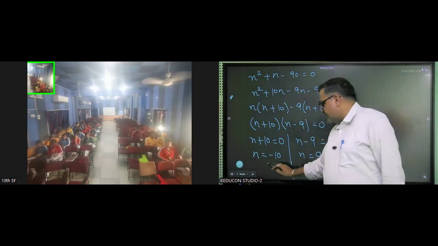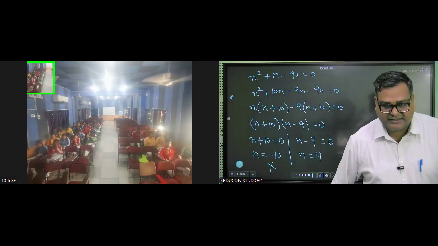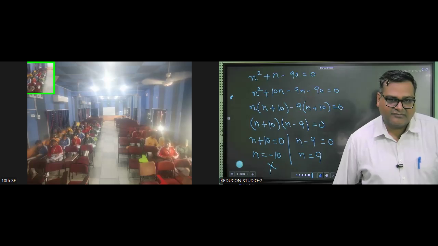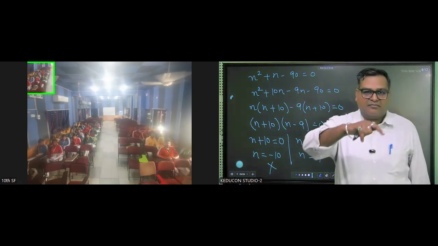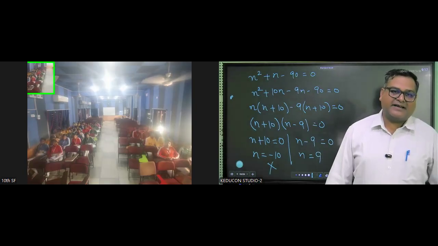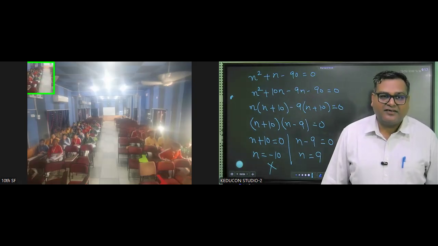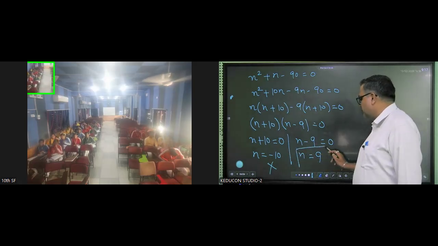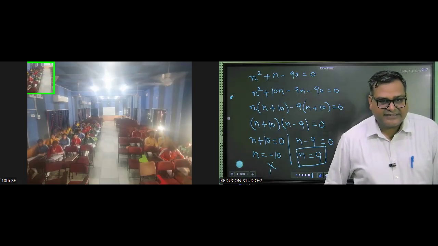We will not take minus 10. Can anybody tell me why n is not taken as minus 10? If anybody knows, please raise your hand and tell me why. Yes, students. And what is n here? Number of spirals. Can spiral be negative? No, it has to be positive. So therefore, we'll neglect this value and conclude that there will be 9 spirals. Is this clear?